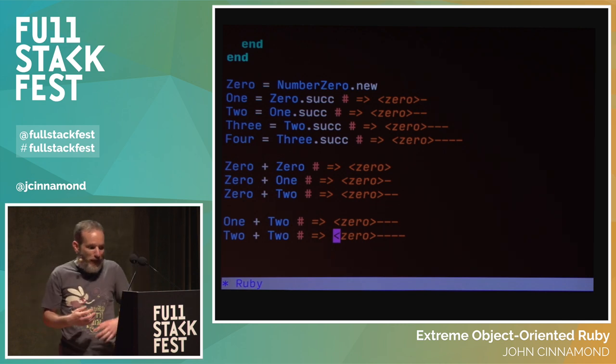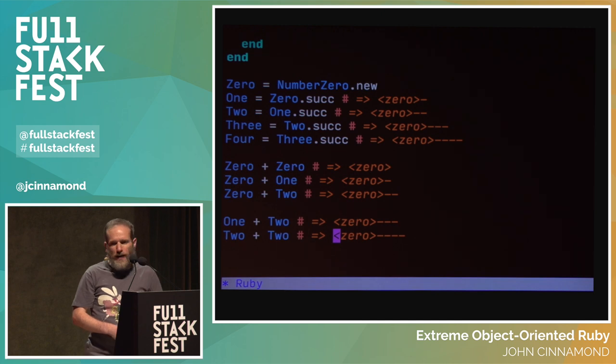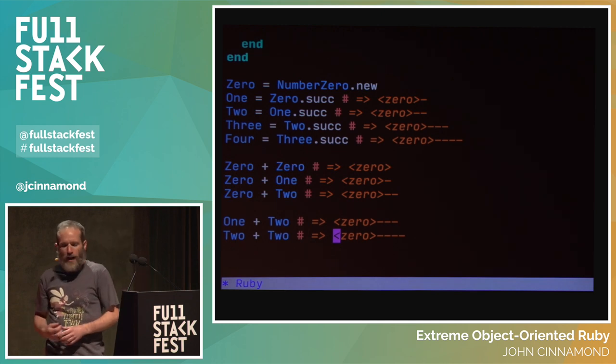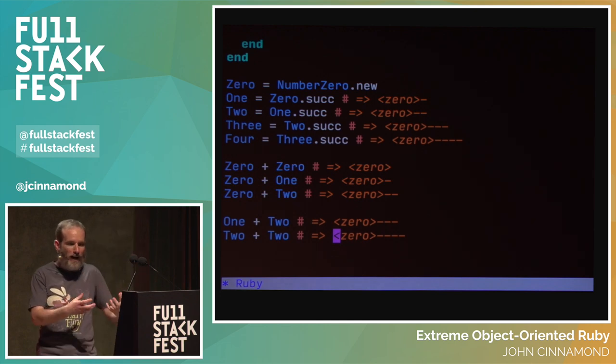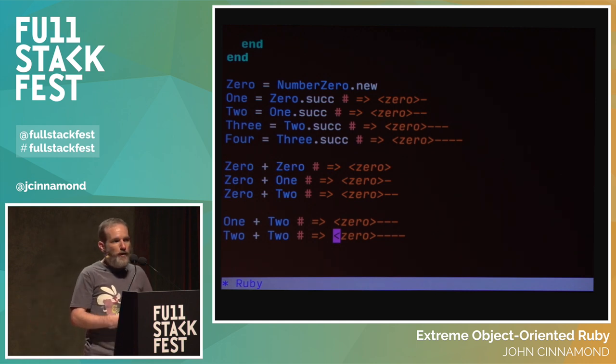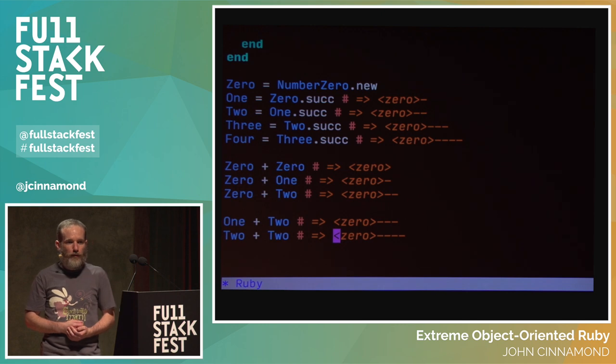There are other behaviors of numbers we might care about, things like multiplication, subtraction, and so on. I don't have time to define them all here today, but they all work in a similar kind of way. Subtraction is a little bit tricky, but they all kind of work in this way. And we can rebuild a number system. There is one other behavior I want to look at before I move on, though. And this is the idea of equality.